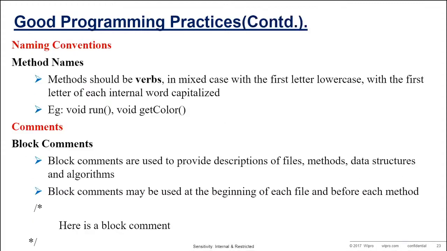And for method names, the method name should follow the same rules that we have seen with variable names. That means the first word's first character will be a small letter, and the subsequent words' first character will be a capital letter. And these method names should be verbs. Void run, void getColor, something like this.